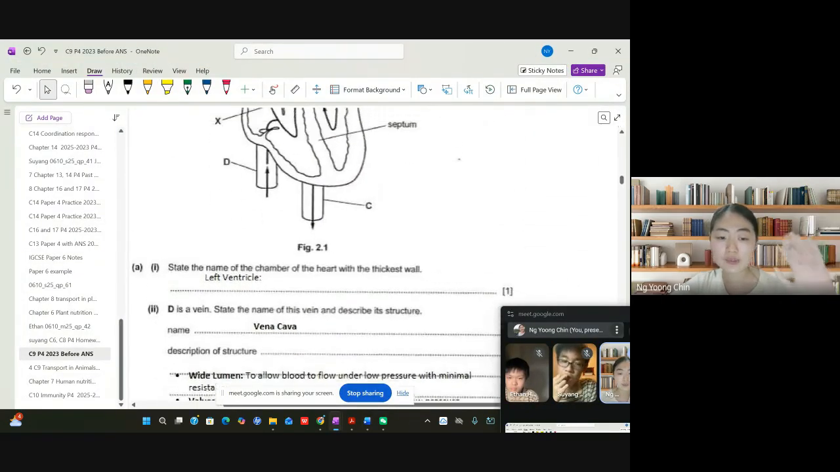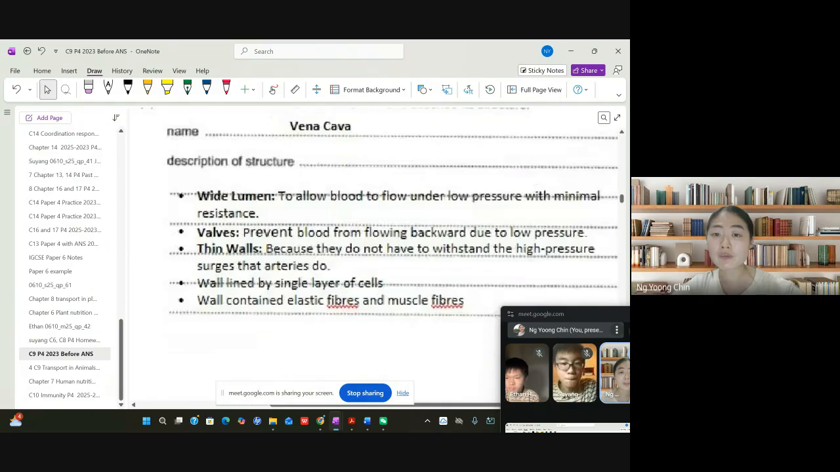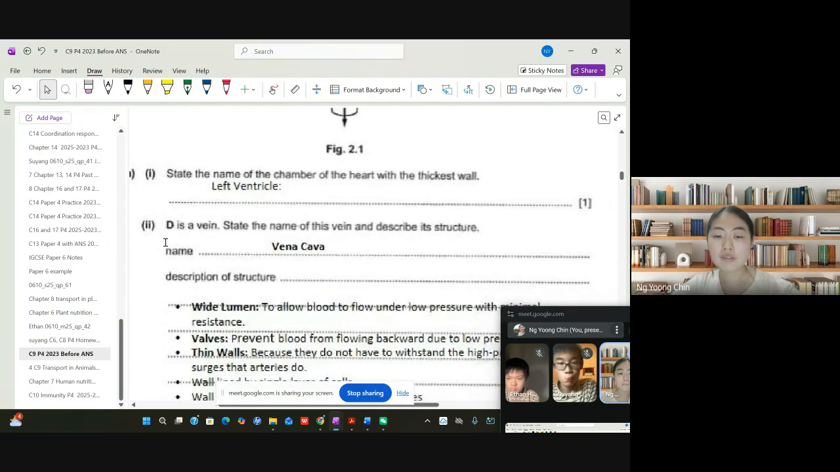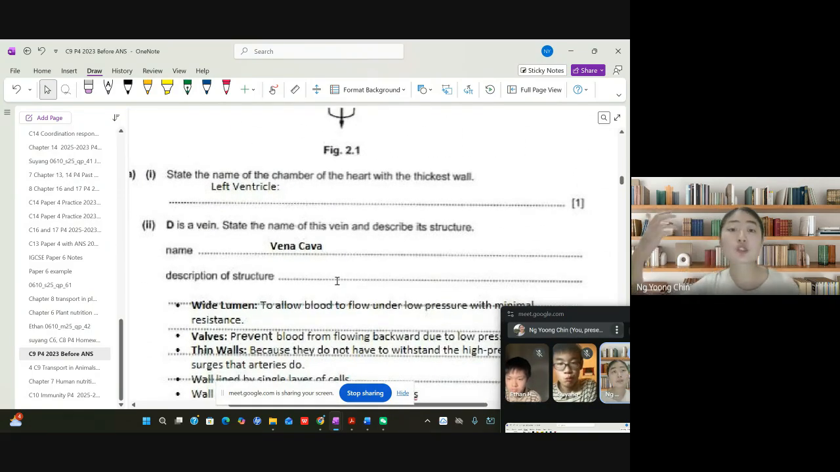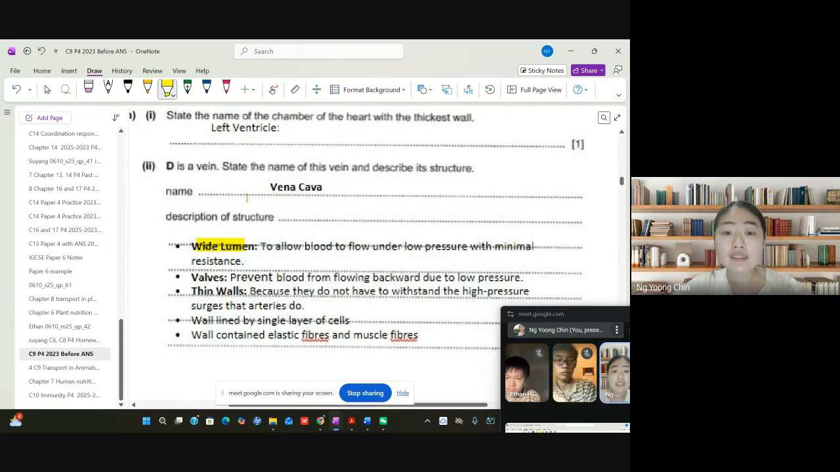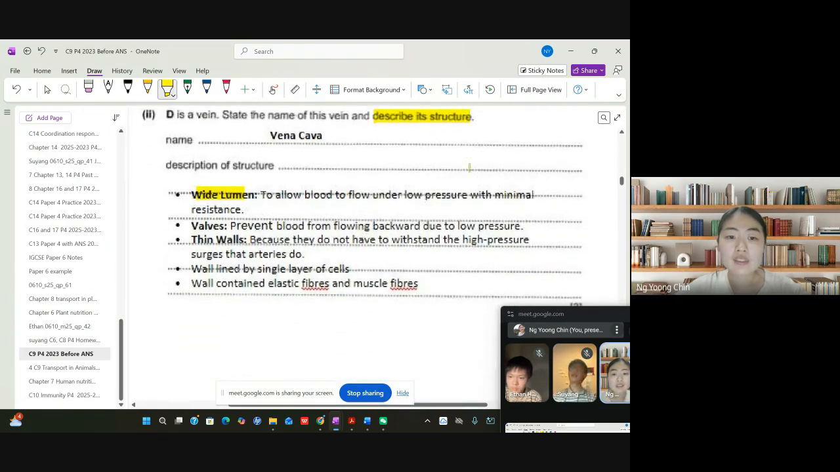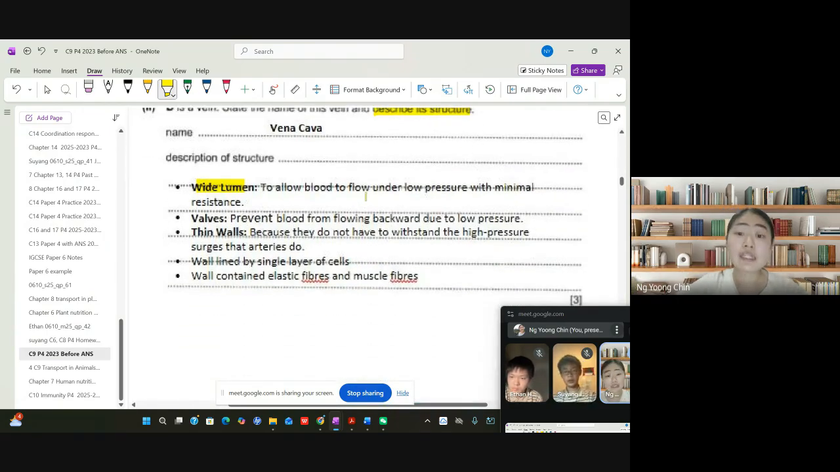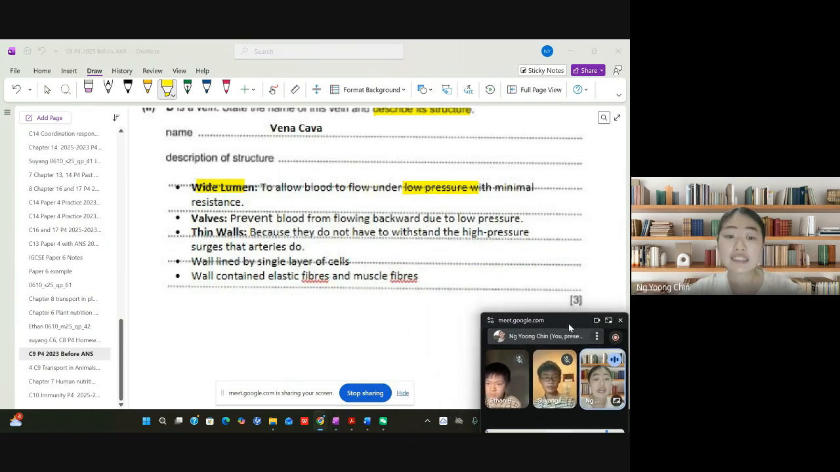Okay, and then this is also the same thing. You should be able to describe the structure of the vein and the artery. So for the vein, you should say about what? Wide lumen. Describe its structure, so you can write your explanation. Wide lumen, that's why it allows the blood to flow under very low pressure, with lesser resistance.